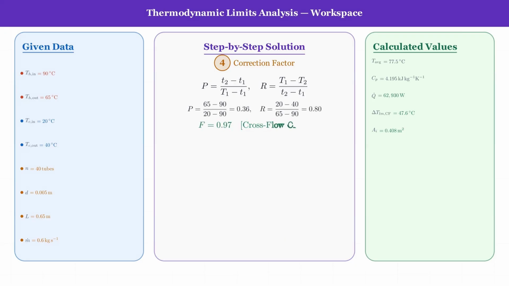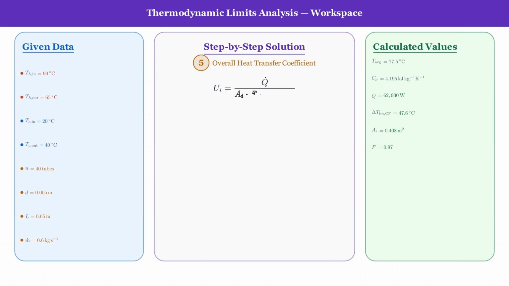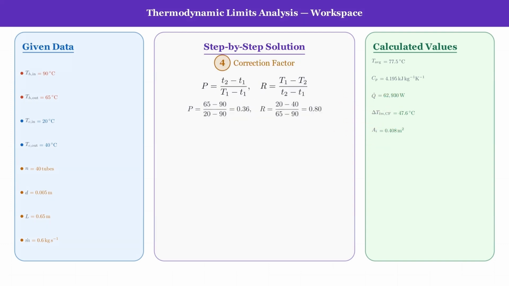R is the ratio of the hot side temperature drop to the cold side temperature rise, reflecting the balance of capacity rates between the two streams. From the given terminal temperatures, P equals 0.36 and R equals 0.80. Entering the correction factor chart for a cross-flow heat exchanger with both fluids unmixed at these coordinates, we read F equals 0.97. This is an excellent result.